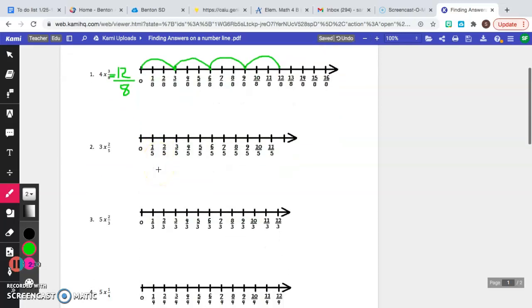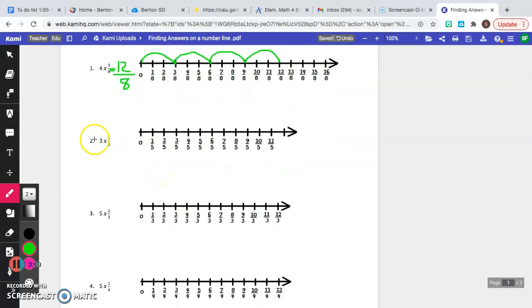All right, I'm going to do one more with you. Look at our whole number. It's 3. We're multiplying it by 2/5. Again, the denominator of 5 stays the same. See how the denominator is the same. Then we are multiplying the whole number by the numerator.